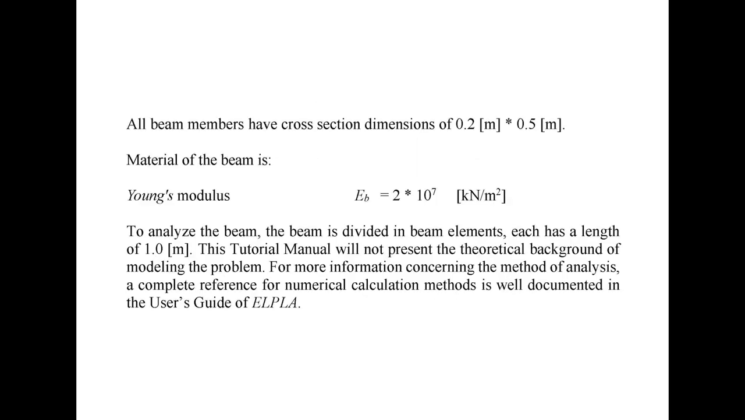The Young's modulus of the beam member is 2 times 10 power 7 kilonewton per meter square. To analyze, the beam is divided into beam elements. Each has a length of 1 meter. This tutorial manual will not present the theoretical background of modeling the problem. For more information concerning the method of analysis, a complete reference for the numerical calculation method is well documented in the user's guide of ELPLA.